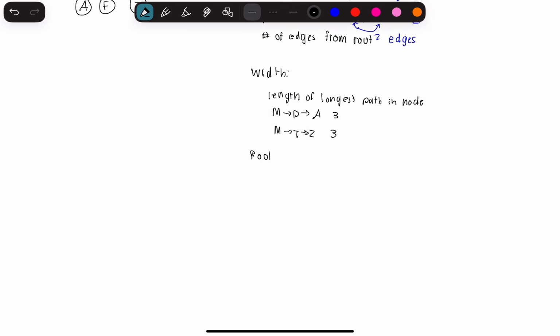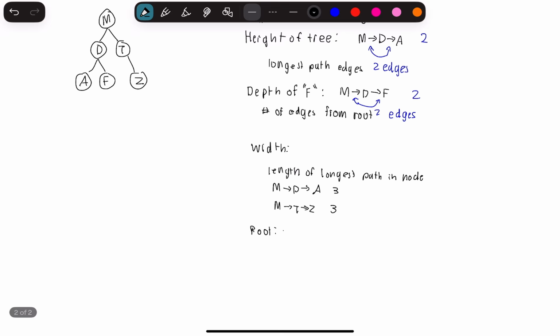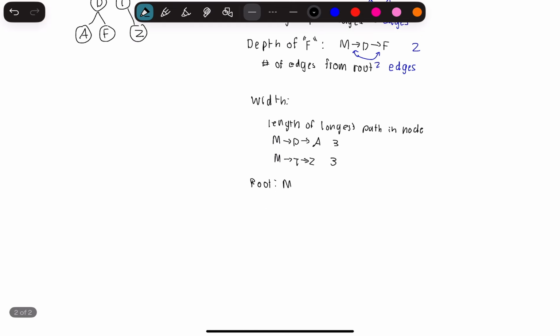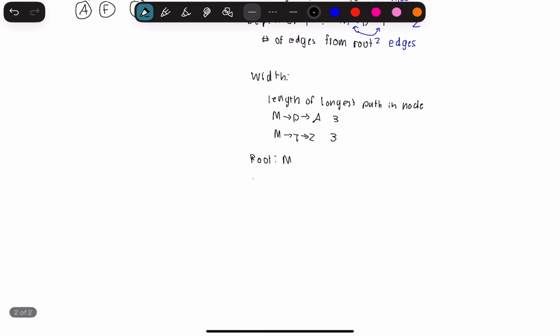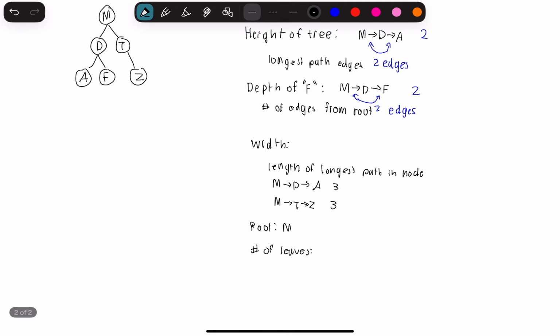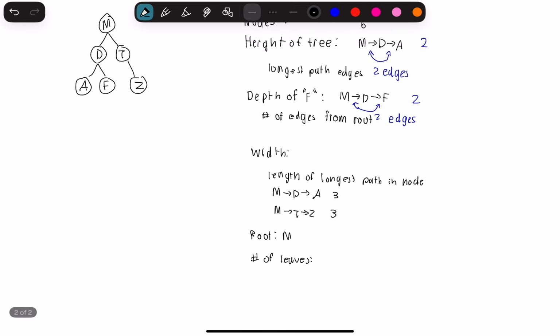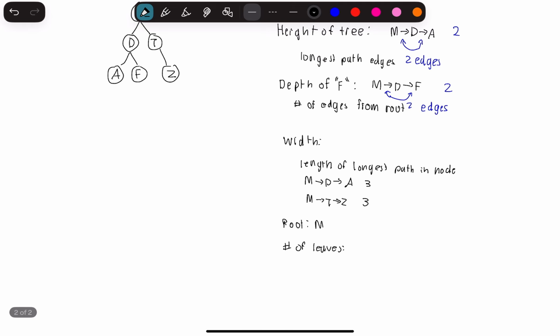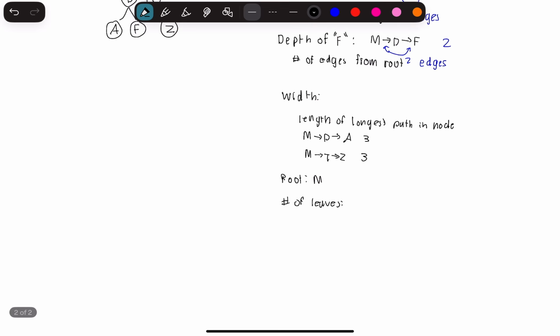We can identify our root as being M because our root is the node that has no parent and is also the very first node, the very topmost one. Let's find the number of leaves. A leaf is something that has no children, and it's at the very bottom of the tree. So we can see that's going to be A, F, and Z.